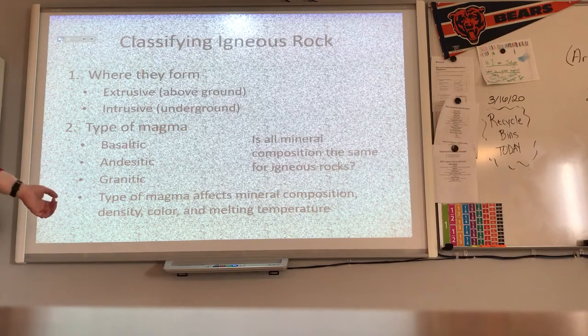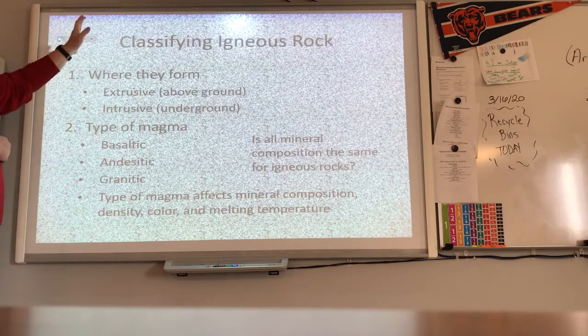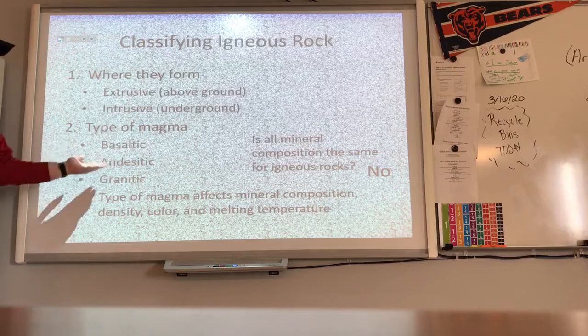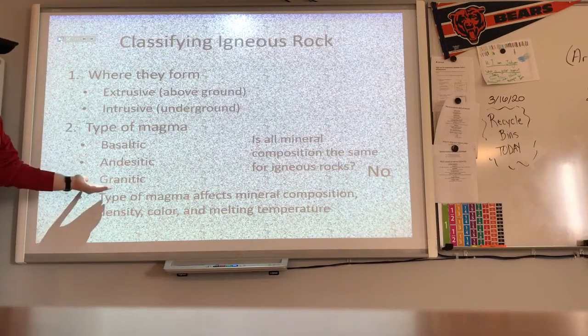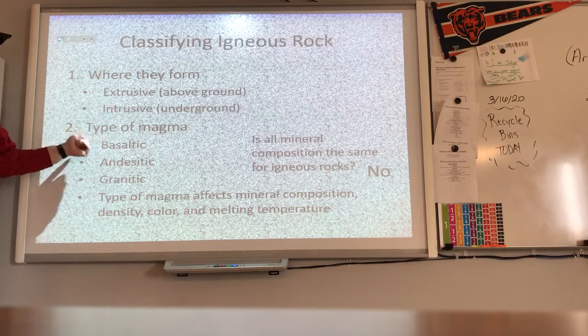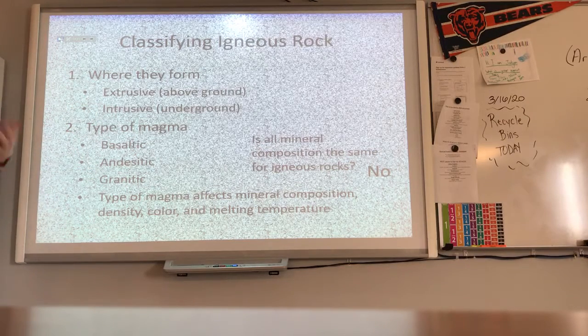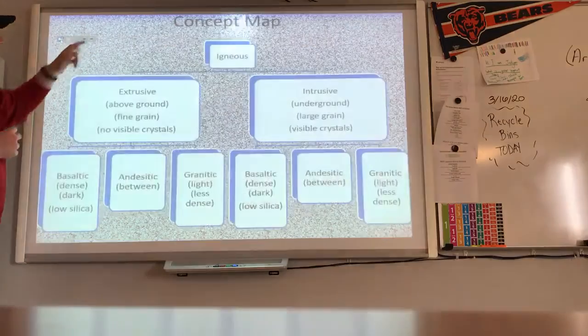Is all mineral composition the same for igneous rocks? Hopefully you realize after what we just said. No, it is not. So I can have extrusive basaltic rock. I could have extrusive andesitic rock. I could have extrusive granitic rock. I could have intrusive basaltic, intrusive andesitic, and intrusive granitic rock as well. It's a way for us to classify them. Page 96 is a good page if you want to kind of look at classification of rocks. They've got a very nice picture there. I would really suggest checking that out.